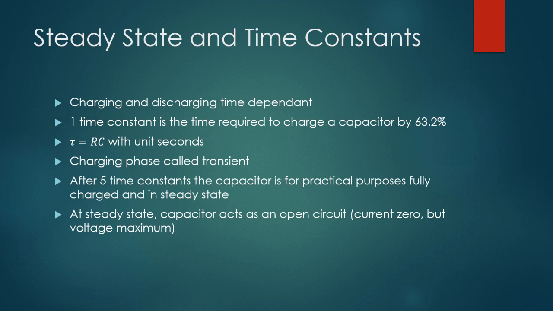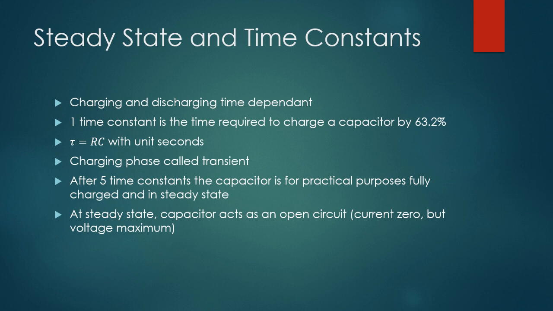When we're talking about steady state and time constants, the charging and discharging of a capacitor is a time-dependent thing. After about 5 or 6 time constants, the capacitor is going to be fully charged for all practical purposes. To work out what one time constant is, it is the resistance times the capacitance, with units in seconds.